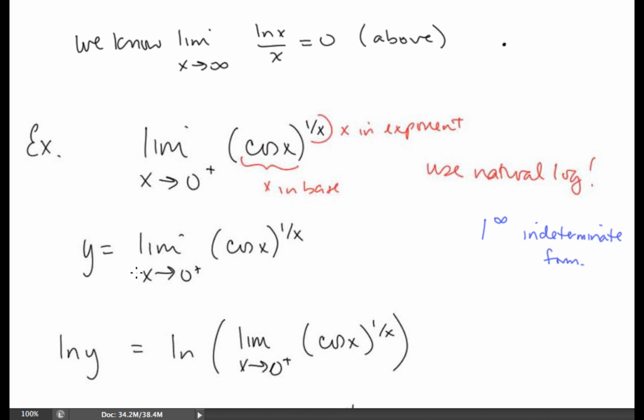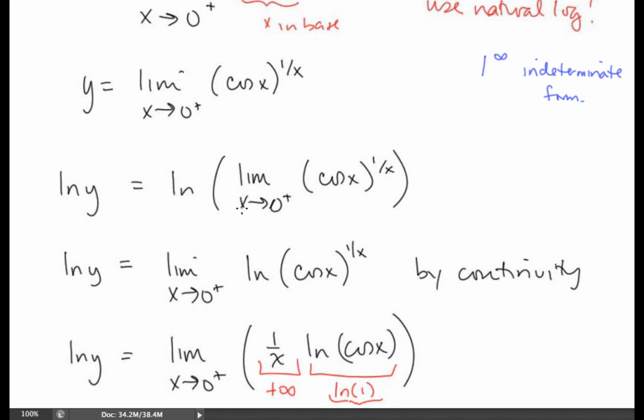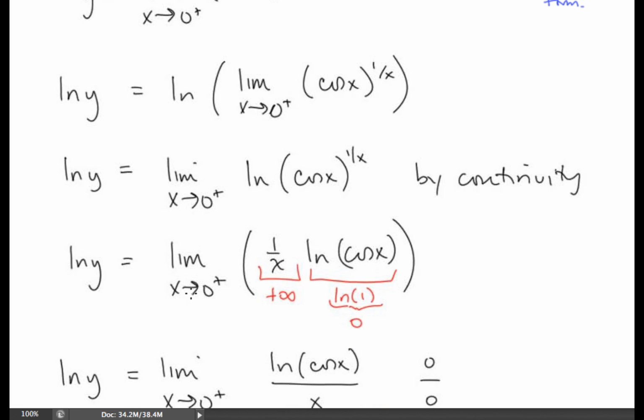So we let y equal this limit. We take the natural log of both sides. And again, we can pull this limit through the natural log by the continuity of y equals ln x. And so now we can take this 1 over x down in front of the log. So now we have limit as x goes to 0 from the right, 1 over x times ln of cosine x. As x goes to 0 from the right, we have 1 over x going to positive infinity. And as x goes to 0 from the right, cosine of 0 is 1, ln of 1 is 0. So we have an infinity multiplied by 0.